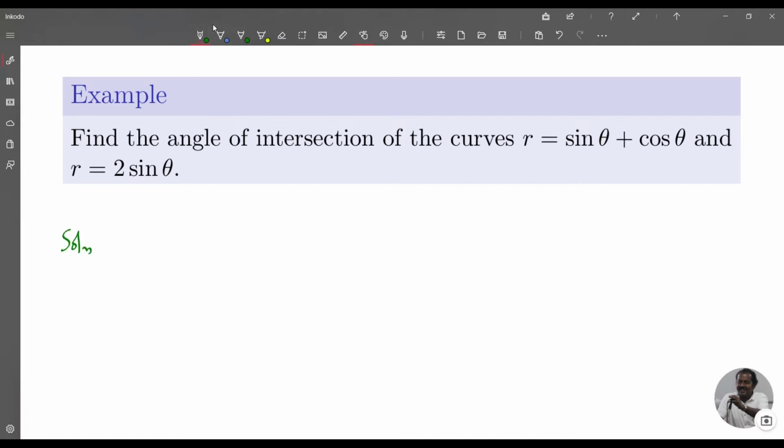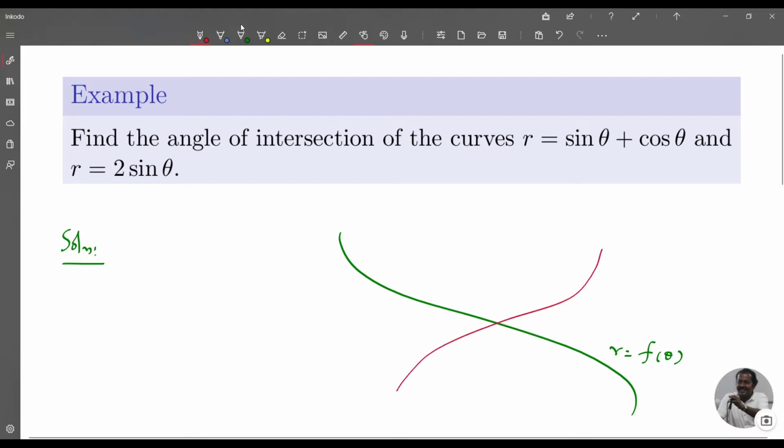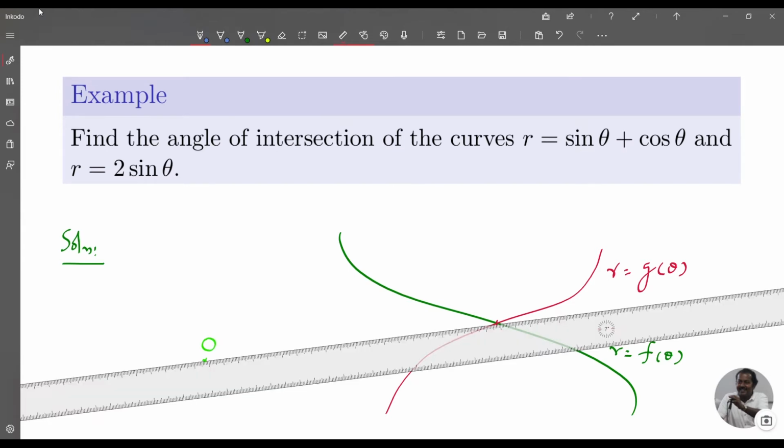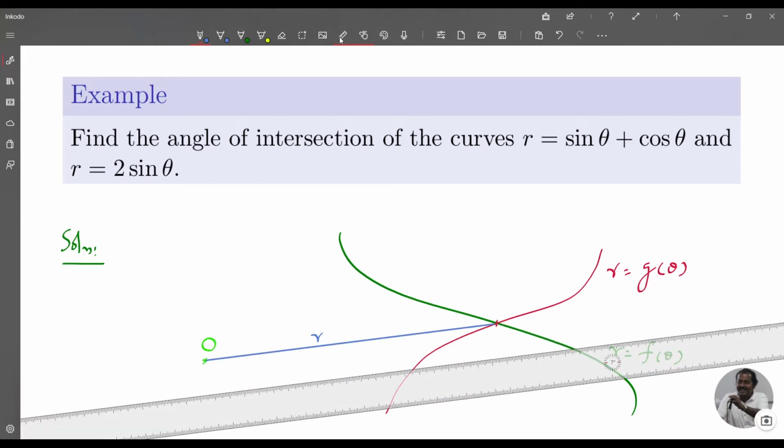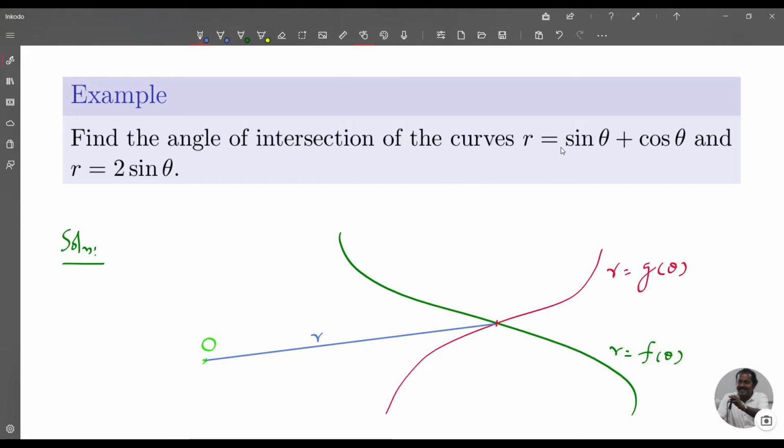Solution. We consider two curves. Suppose this is r equal to f of theta, and consider another curve r equal to g of theta. You know that at a point of intersection r is the same. Suppose this is the pole O, and this is the radius vector r at the point of intersection. So we can solve these two curves by equating r.